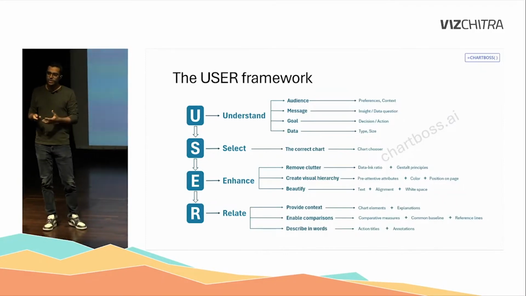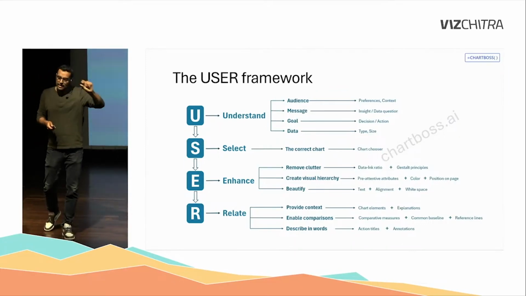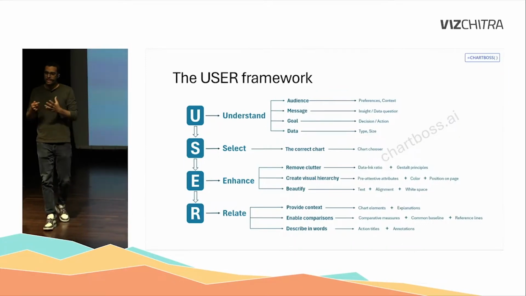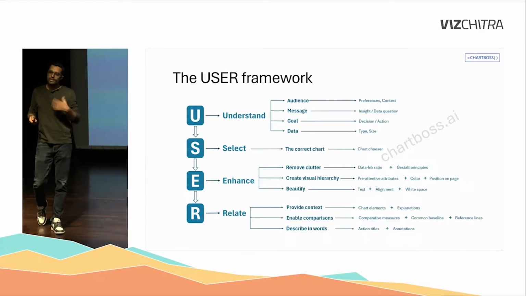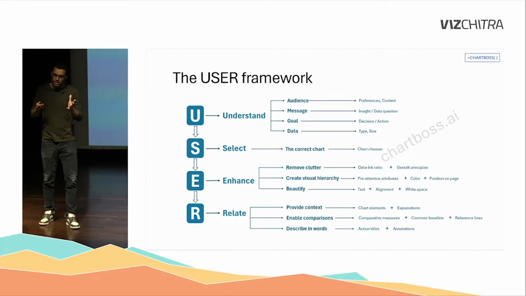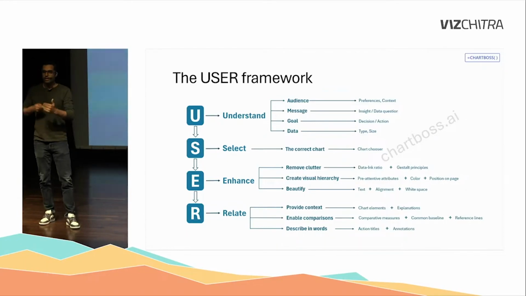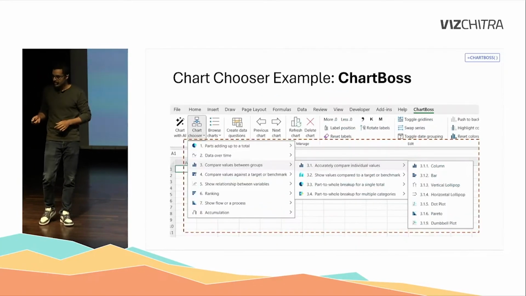So add contextual elements, add good titles, add good subtitles, add annotations, add callouts, add reference lines, right? So this 4-step process helps you audit as well as create any chart and make it a little better. So let's see it with an example.